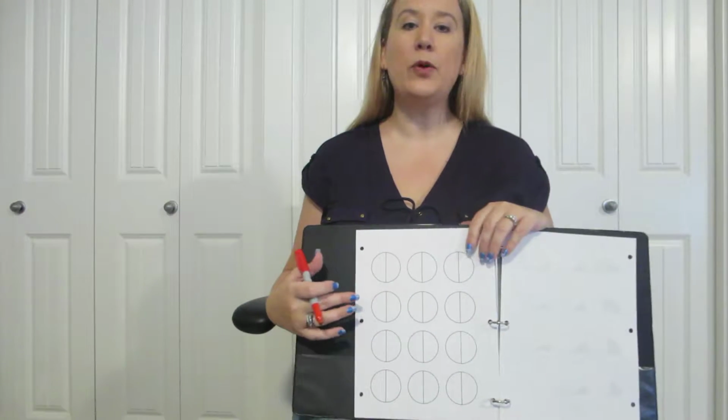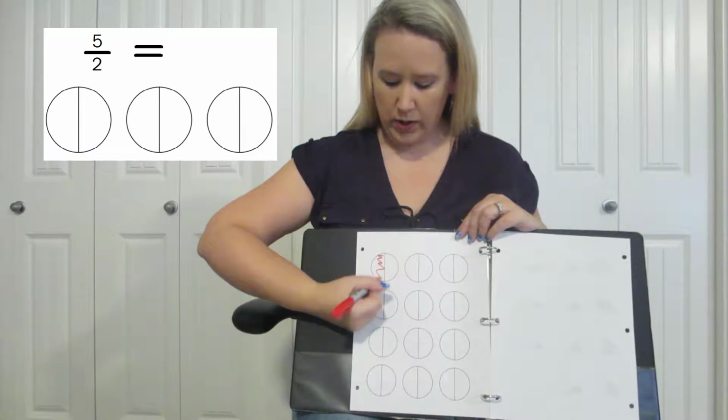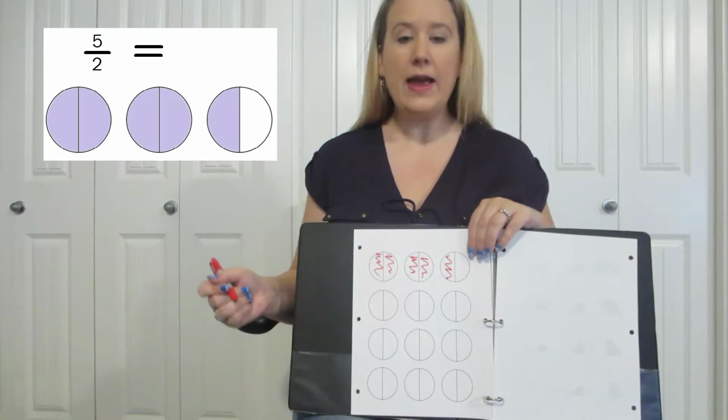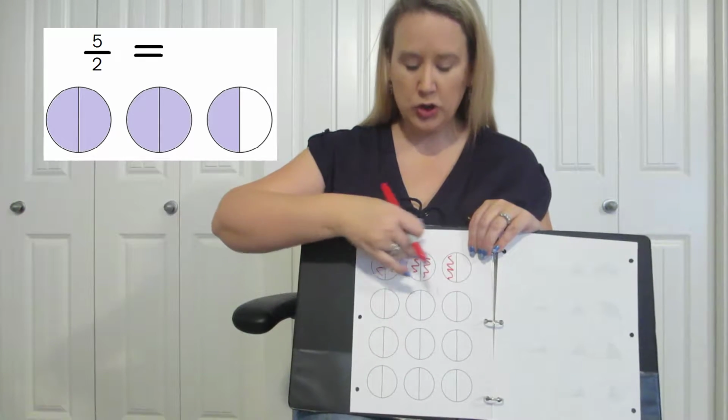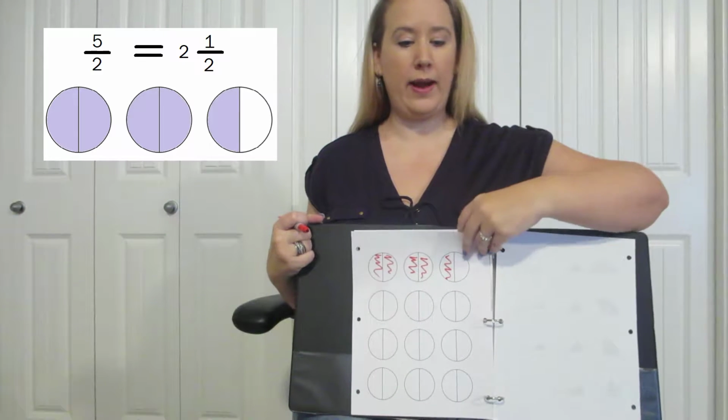So the first example we'll be doing is 5 halves. So each of these sections is a half. We need 5 of them. 1, 2, 3, 4, 5. And now it's very easy to see that we've got 2 whole circles filled in and 1 more half. So the answer is 2 1/2.